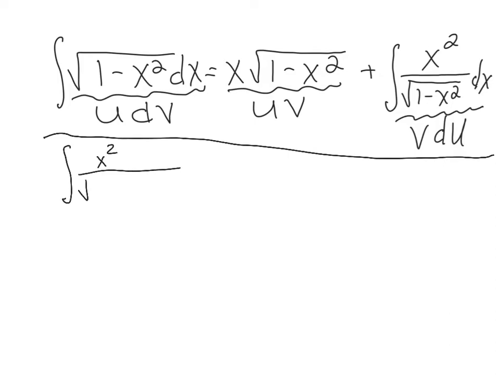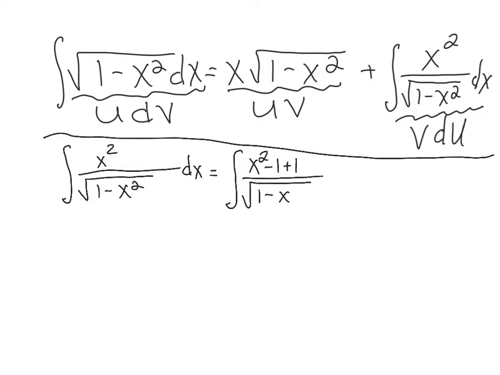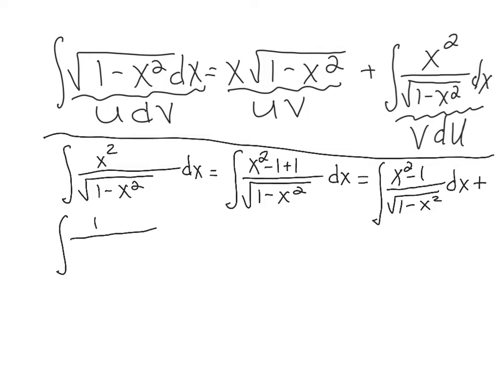So we write the integral of x squared over square root of 1 minus x squared dx. Let's add a 0 in the numerator. So x squared plus 0 will not change anything. And the form of 0 we'll take is minus 1 plus 1. Notice that minus 1 plus 1 is 0. We didn't change anything. And now with minus 1 and plus 1 in the numerator, we can separate this into two integrals. The first one will be x squared minus 1 over the square root of 1 minus x squared dx. And then plus the integral of 1 divided by the square root of 1 minus x squared dx.